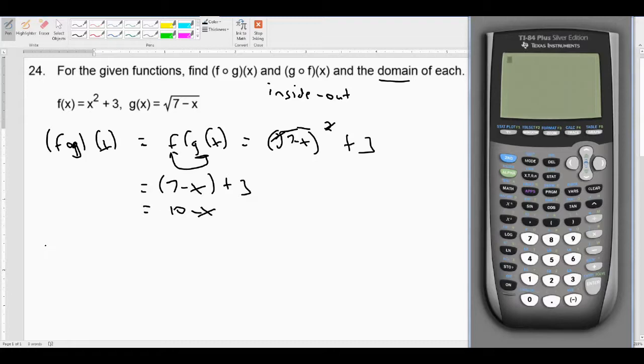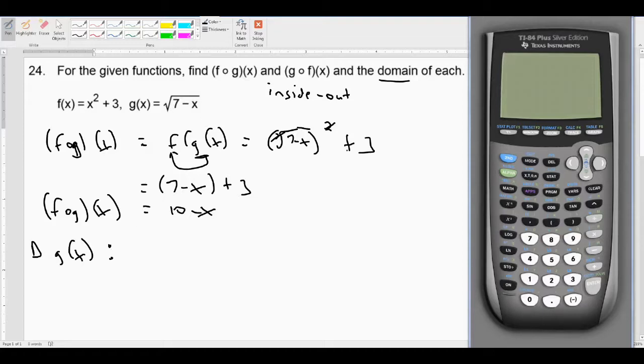Now to find the domain, we have to find the domain of two things. We've got to find the domain of the inside function and the domain of f of g of x, which we already found. So let's go ahead and find the domain of g of x.